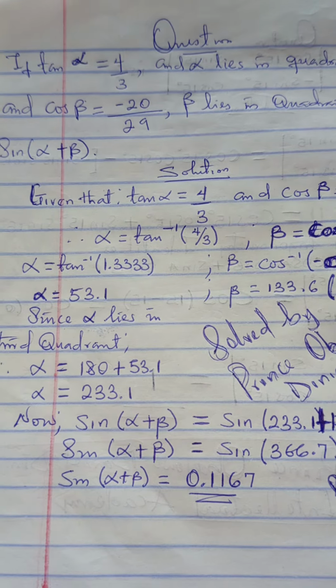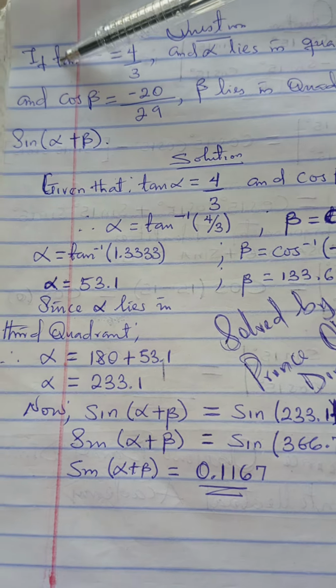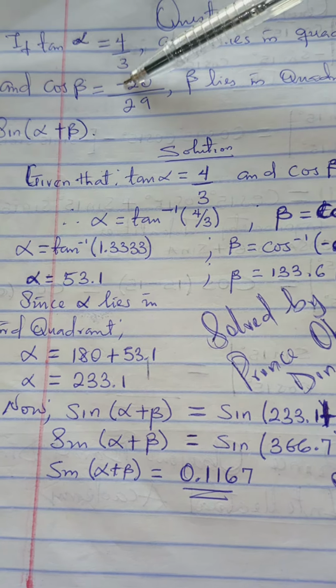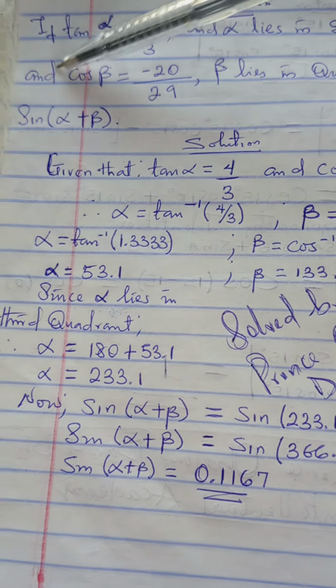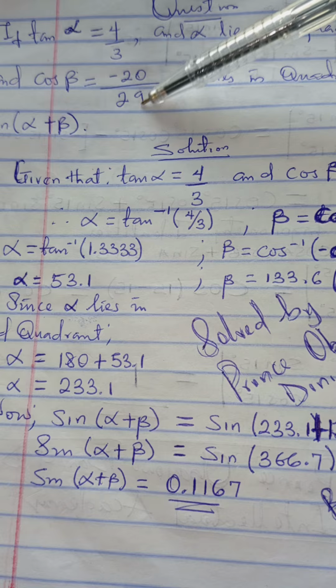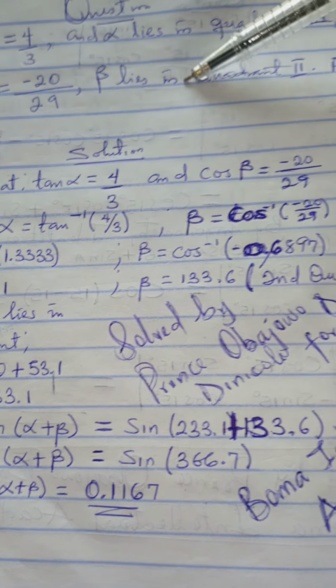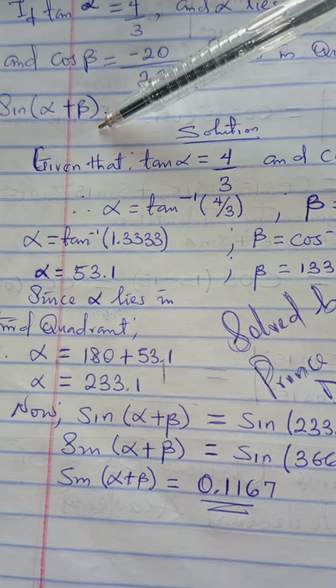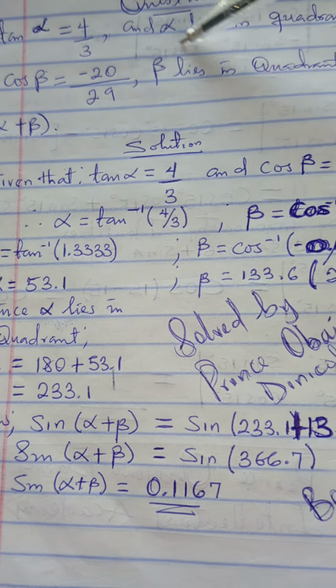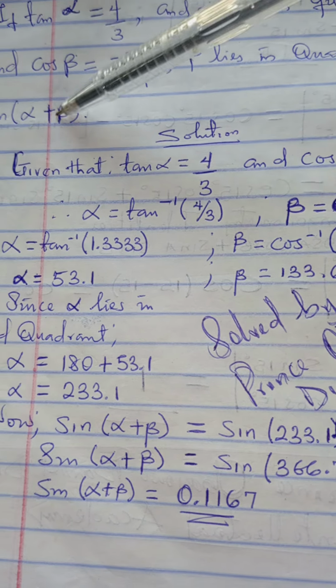So look at this question. Let's consider it together. If tan alpha equals 4/3 and alpha lies in the third quadrant, and cos beta is minus 20/29, beta lies in the second quadrant, find sine of alpha plus beta. Now pay attention to this quadrant respectively so as to get the required answer.